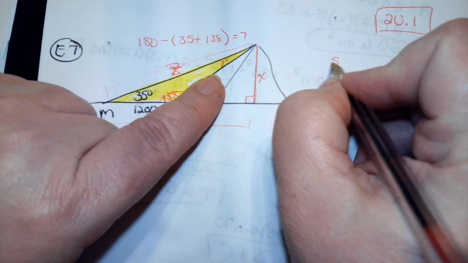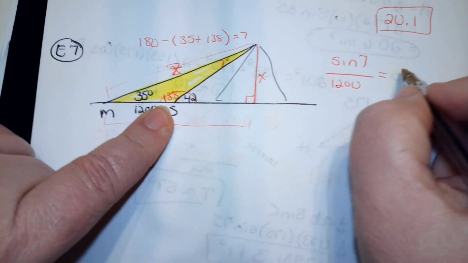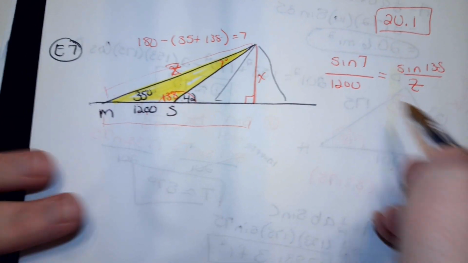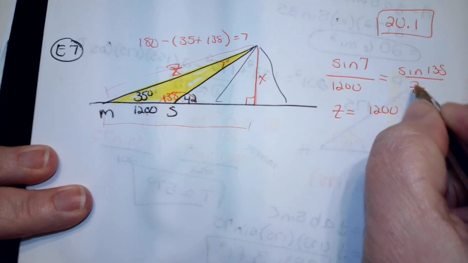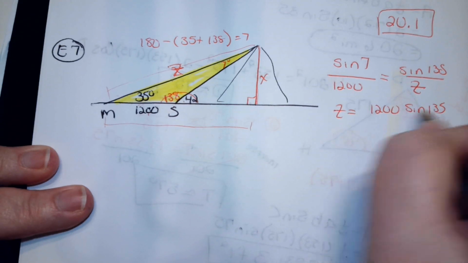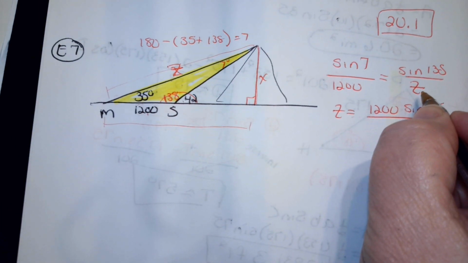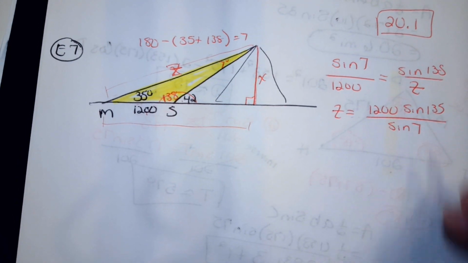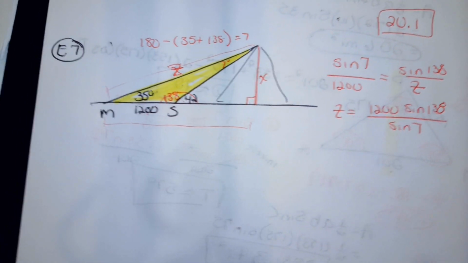So we're going to come right here and say the sine of 7 over 1200 is equal to the sine of 138 over Z. Cross multiplying, we're going to have Z equals 1200 times the sine of 138 over sine of 7 times Z, but we want Z by itself, so the opposite of multiplying by sine of 7 would be dividing. And it's a 138. I put a 5, didn't I? I can't read my own writing at times.